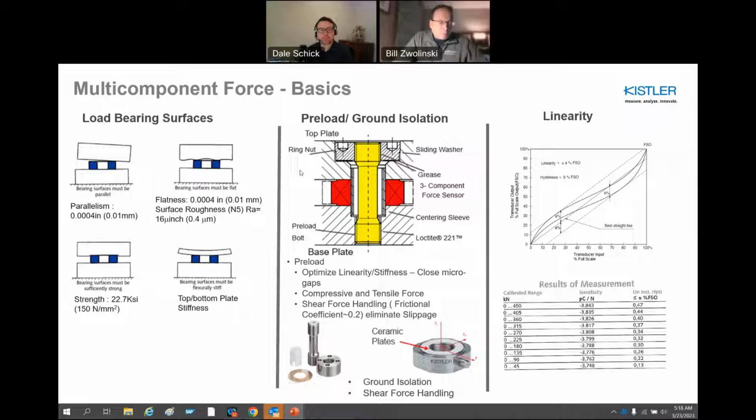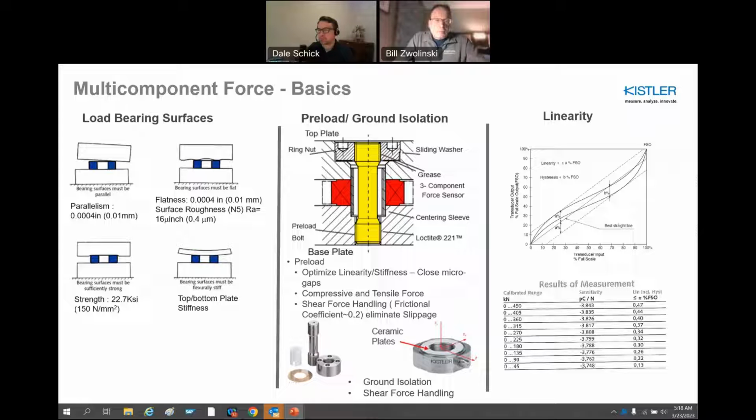You also want preloading, which we talked about earlier. Preloading is used for 3 reasons. One is to get optimized linearity, to provide symmetric tensile and compressive force handling, and the shear force handling is basically 0.2, which is the frictional coefficient of the force sensor, times the preload force. So the preload operation is very critical to linearity, to compressive and tensile force handling, as well as shear force handling capabilities. So it's one of these operations that we really give a lot of guidance on.